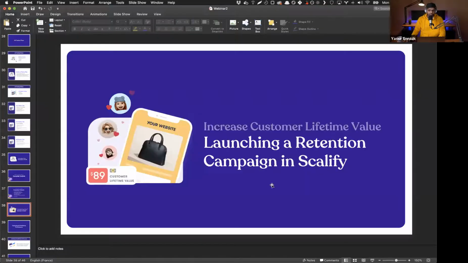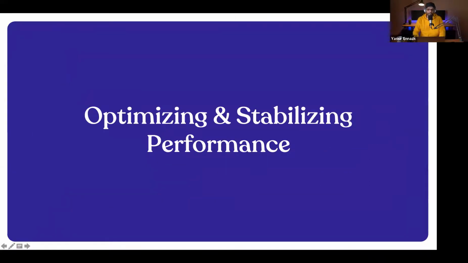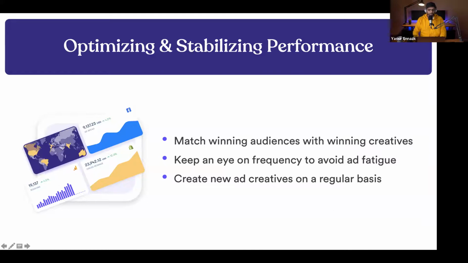So that's retention. All right, let's jump back here to optimizing and stabilizing performance. This is pretty simple. Now that you have the campaign analysis feature, you will be able to see the best performing aspects of your ad and your ad creative, and you need to match winning audiences with winning creatives, right? So you need to get the best out of each split test, the elements that got you the best results, and combine them together.